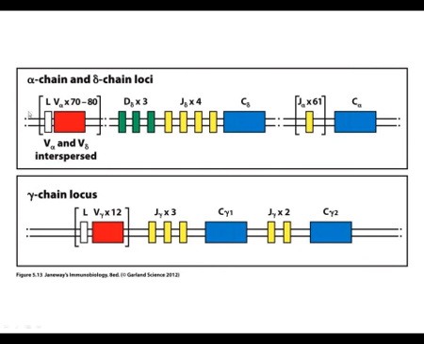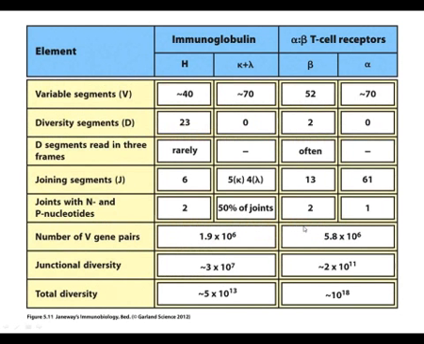Here I think it is. Here you have your alpha chain, but then right in the middle of that you have your delta chain. Gamma is completely separate. So this is just a look at the different variability that you can get here.